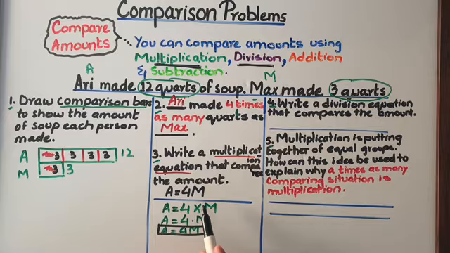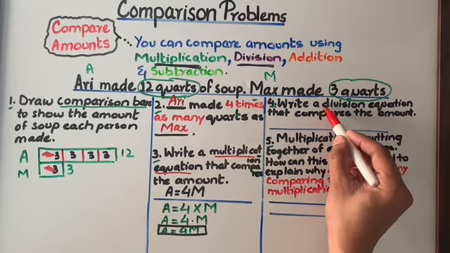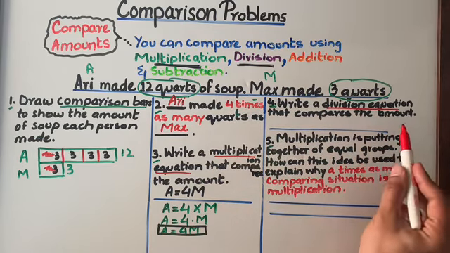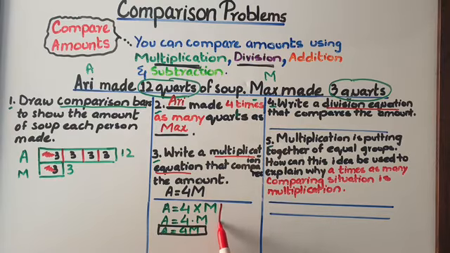Move on to the fourth part of this question. The fourth part says write a division equation. Okay, first we wrote a multiplication equation. Now we have to write a division equation that compares the amounts. I will use this part to show you how I will make a division equation from this multiplication equation, E equal to 4m. Here 4m is being multiplied. So now I'm going to change this equation into a division equation.